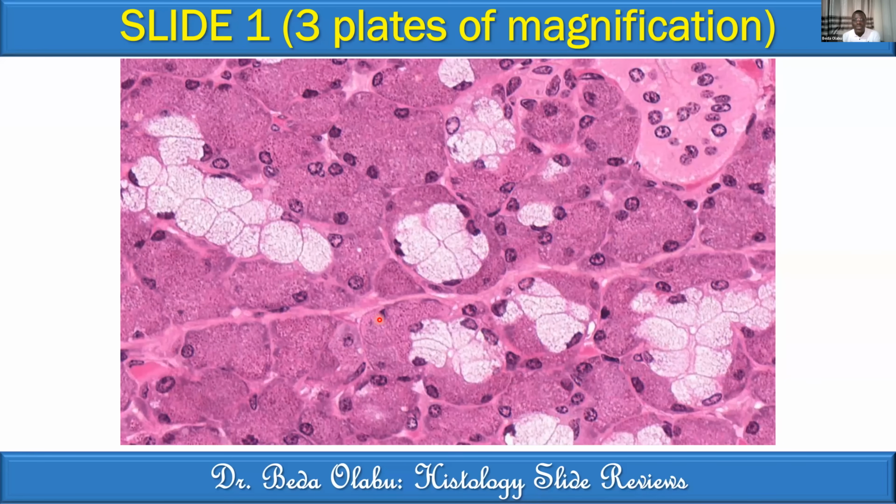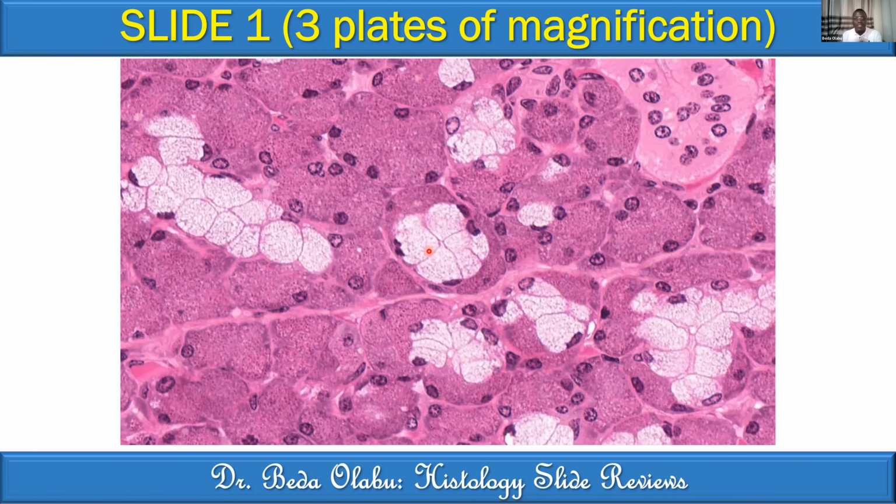Now, remember what I told you? There are some things which are unique to a particular parenchyma of a gland. If you see it and talk about it, it becomes very characteristic, or the term we use is pathognomonic. It means very characteristic for that particular event or structure. Good, that was the first slide.